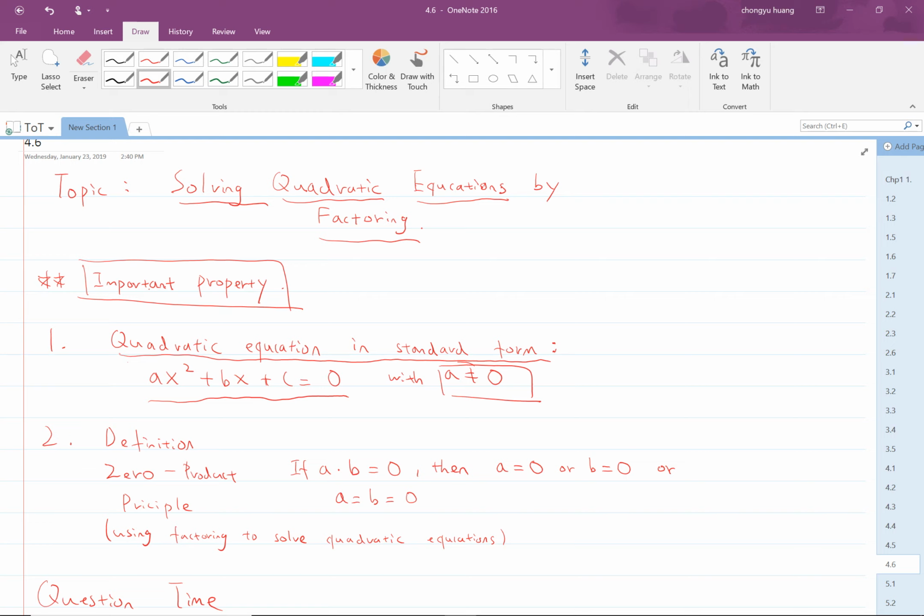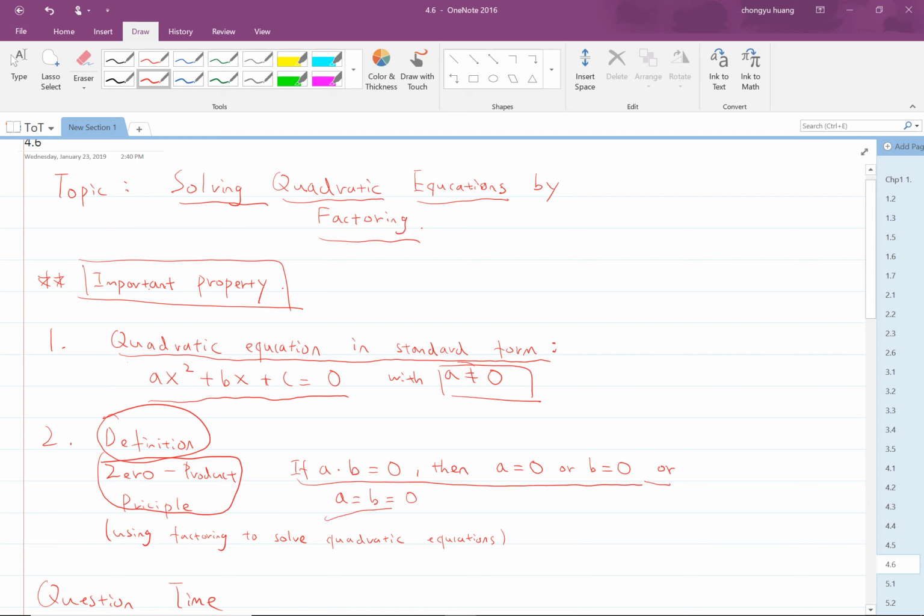The second really important thing is the definition of the zero product principle. The zero product principle states that if a multiplied by b is equal to 0, then a is equal to 0, or b is equal to 0, or a equals b equals 0. I just basically read the statement here.